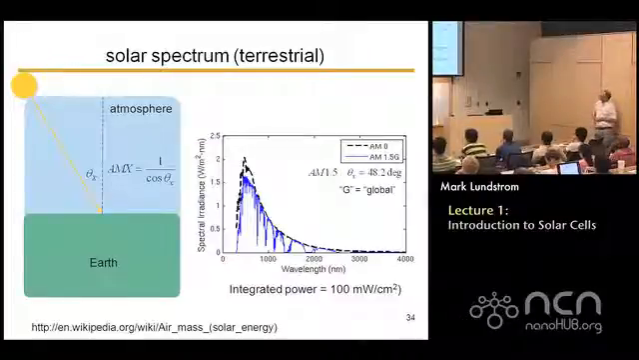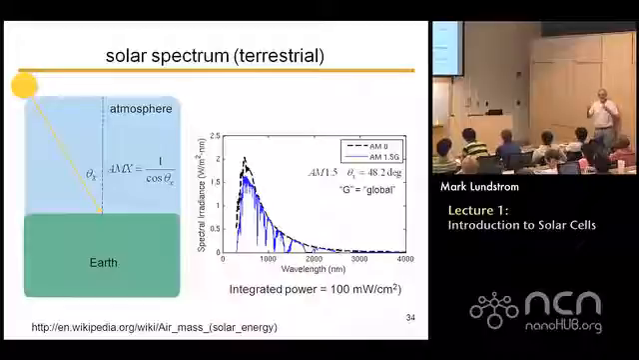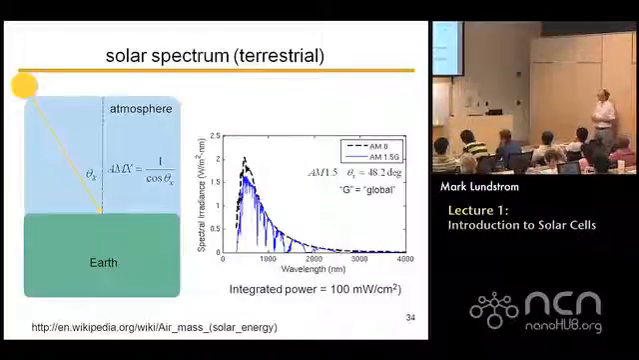So when people do these measurements, there's a lot of diffuse scattering in the atmosphere. So the beam that's coming down is not just a direct beam. There's some diffuse scattering too. So when they do these measurements, they include that. So AM 1.5 G means it includes all of those global and diffuse effects as well.